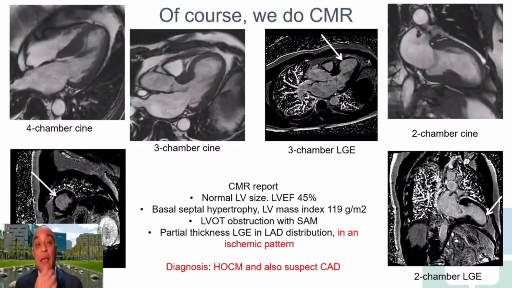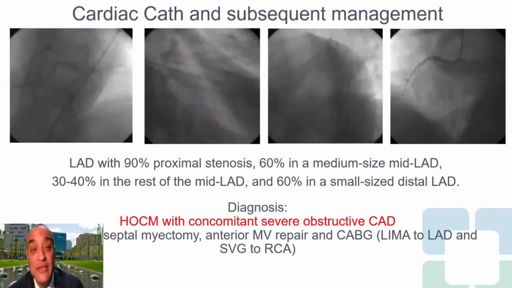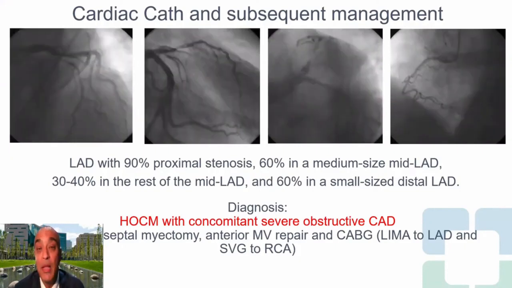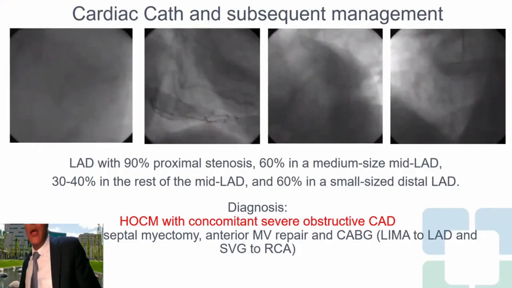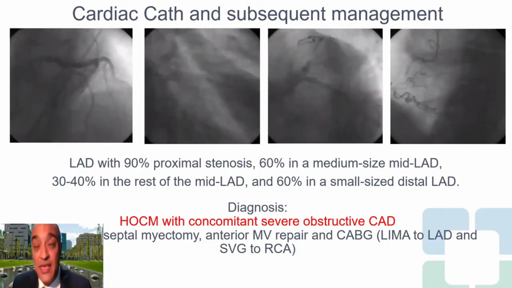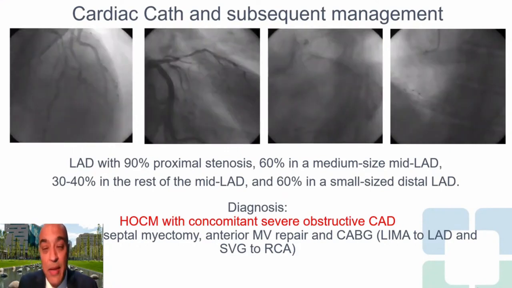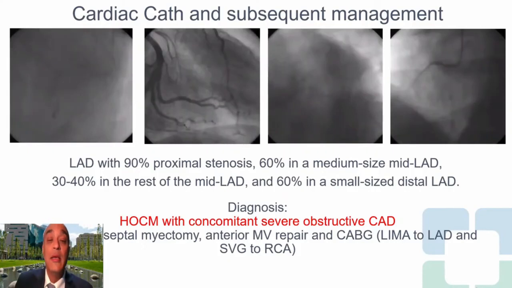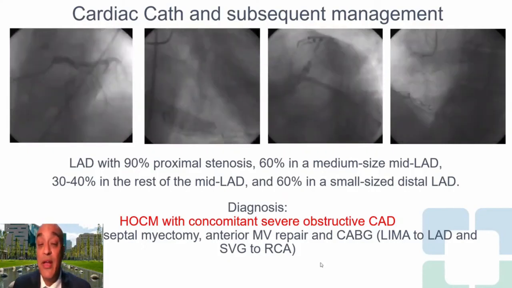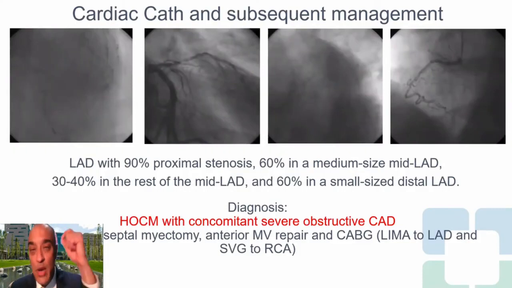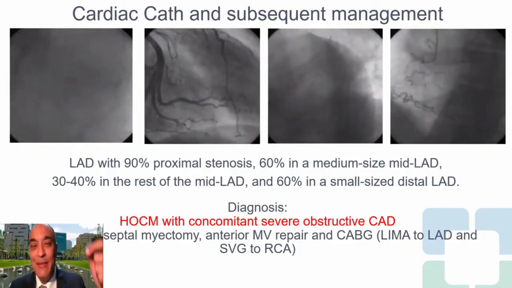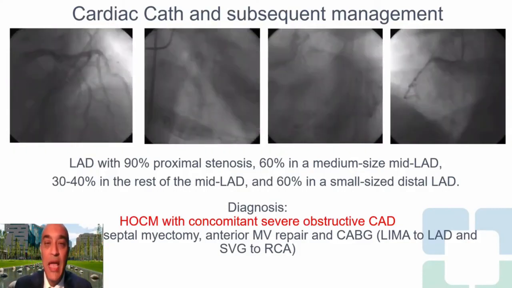Sure enough, he underwent left heart invasive angiogram, which revealed multivessel coronary artery disease. Obviously, we did not do a stress test on this person because that would not have been a very good idea. He underwent septal myectomy, mitral valve repair, and multivessel coronary artery bypass grafting. So you have to keep your mind open. Patients come with multiple diagnoses.